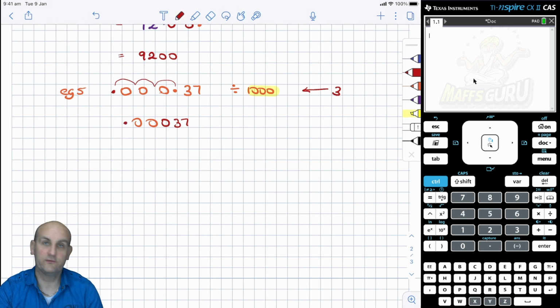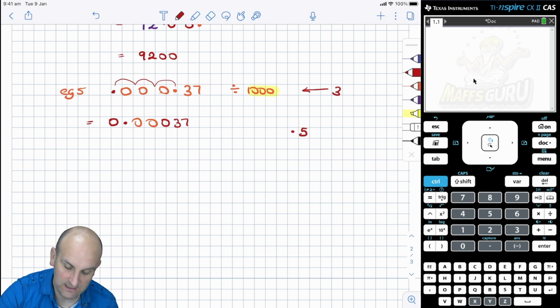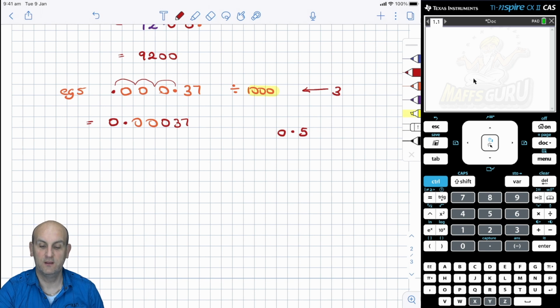Now, I know when I've done this on a previous YouTube video, there was a lot of discussion at the bottom about whether that's a correct answer. And I'm telling you now, that is incorrect. You cannot just write .00037. There has to be a number in front of that decimal point, which just so happens to be a 0. So anybody who tells you you can just write the answer down as .5 is wrong. It is 0.5. Please don't do that.